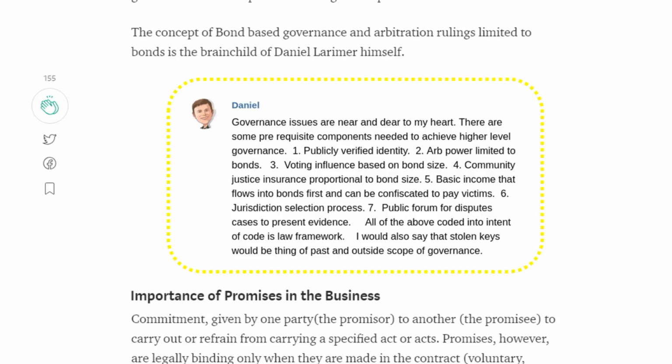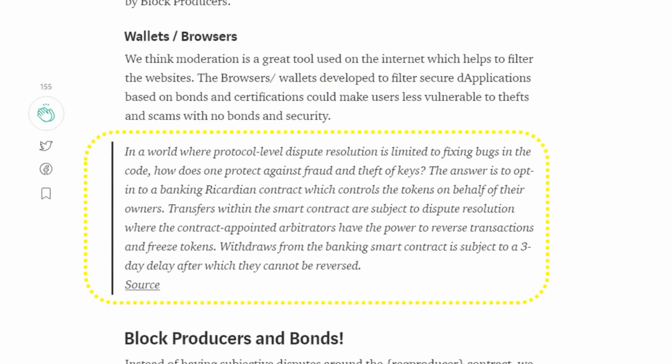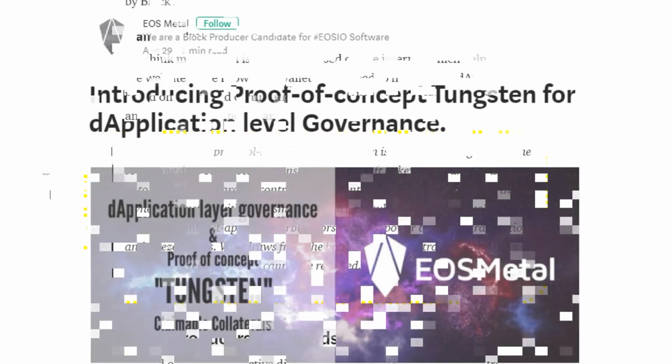Another way this could be used is in account protection. In their blog post, EOS Metal quoted Dan Larimer again, this time from his Intent of Code is Law blog post, when he described how EOS token holders could opt into what he calls a banking Ricardian contract, which would be a way to enforce arbitration orders in the event of a key theft. In a way, this is like being able to opt in to base layer arbitration in order to bring the human aspect into your account protection. And yet this could be done on an account-by-account basis depending on the needs of the token holder.